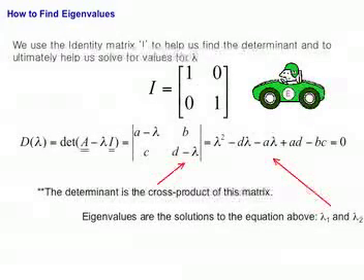We use the identity matrix I to help us find the determinant and to solve for values for lambda. The determinant is another name for the cross product of the matrix. Once we take the cross product of the matrix, we end up getting a quadratic equation in which lambda is the only unknown variable. Therefore, we can use simple algebra to solve for lambda, and we end up getting values lambda 1 and lambda 2.